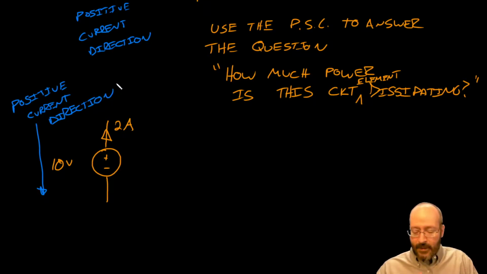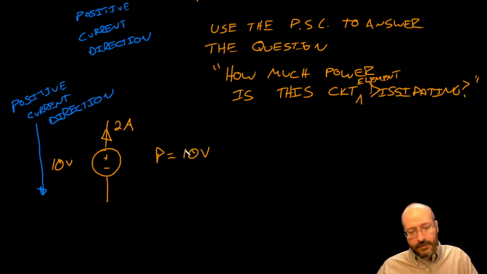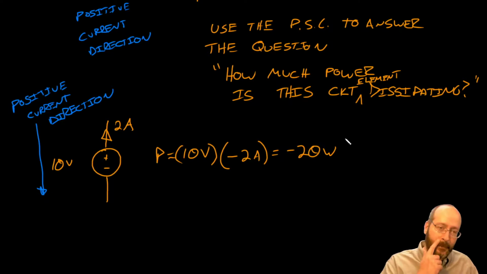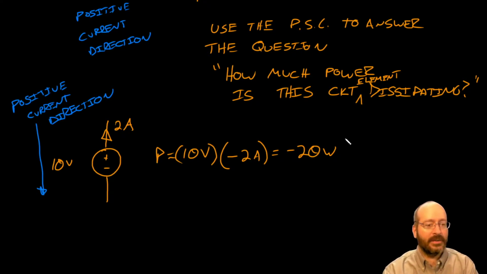So when I go to calculate power in this case, I'm going to say the power being dissipated by this circuit element is 10 volts. And I'm going to take that 10 volts no matter what its polarity, but I'm going to look at the current. Positive current direction is down, the 2 amps is flowing up, so now I have negative 2 amps, and we end up with negative 20 watts. Okay, so how much is this voltage source dissipating? Well, it's not actually dissipating, it's actually sourcing current or supplying current. But if we wanted to answer the question, how much is it dissipating? Well, it's dissipating negative 20 watts.